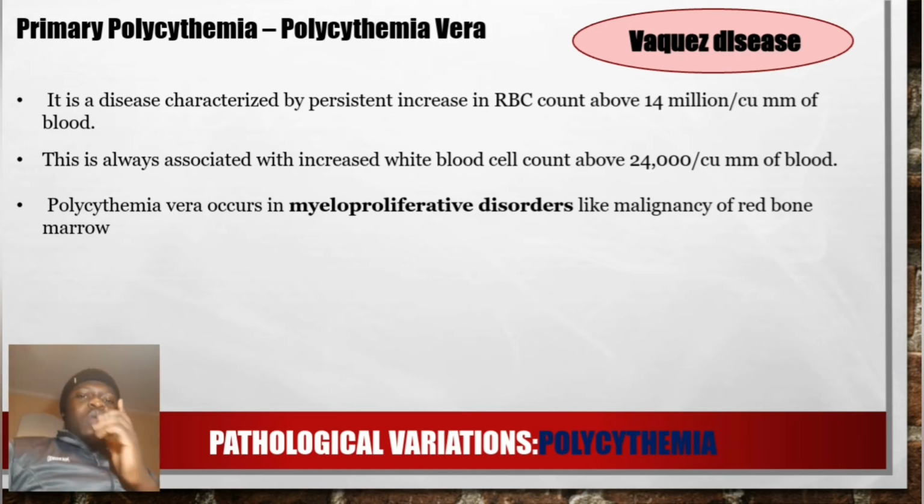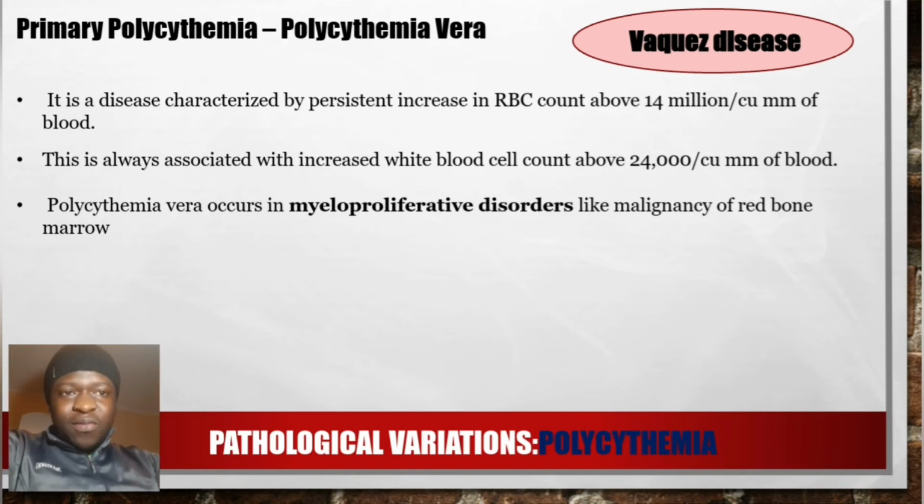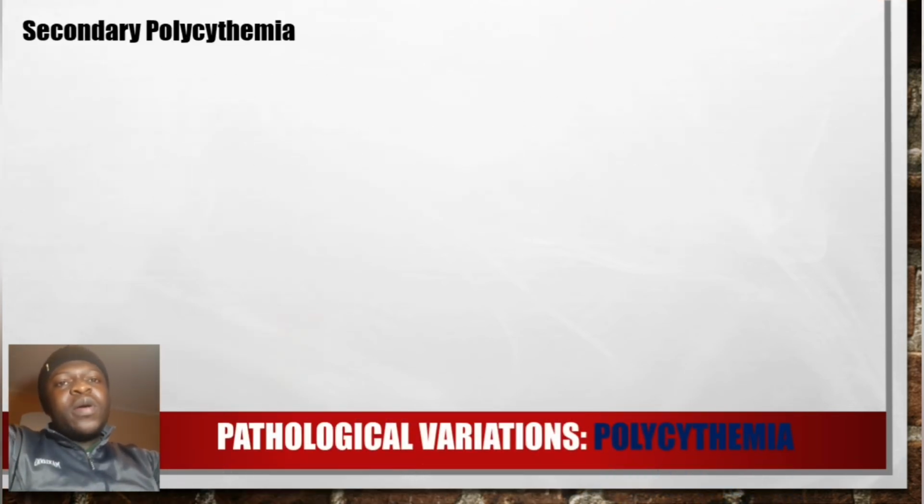All right. So this is important. Primary and secondary polycythemia. I will talk about secondary later, but I just need to mention it now. Primary in the bone marrow, secondary in the kidney. That's how you start the whole differentiation, right? So let's look at the secondary polycythemia.